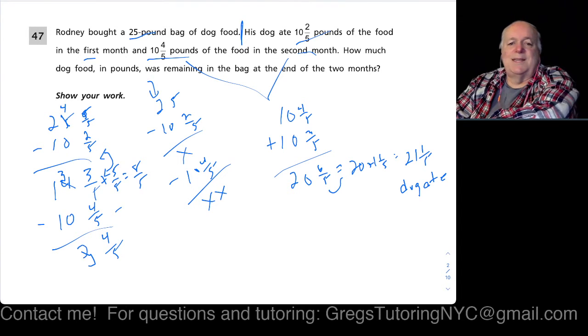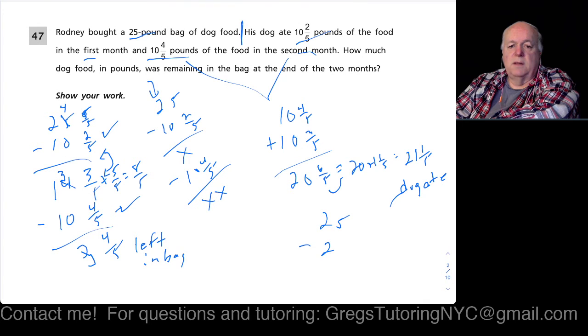If you notice, my two answers are different. This is what's left in the bag, and this was what the dog ate. So what we have to do is take 25 minus 21 1/5 from it. You're going to go through the same process. We need to borrow 1, which is 5/5. Now 5/5 minus 1/5 is 4/5, and 24 minus 21 is 3. You notice we get the same answer here.